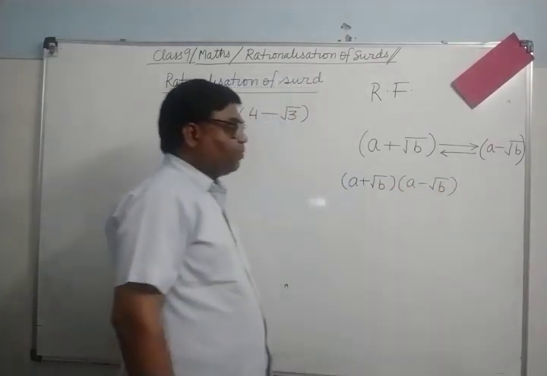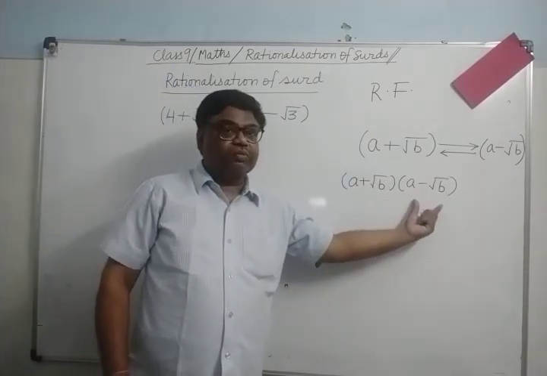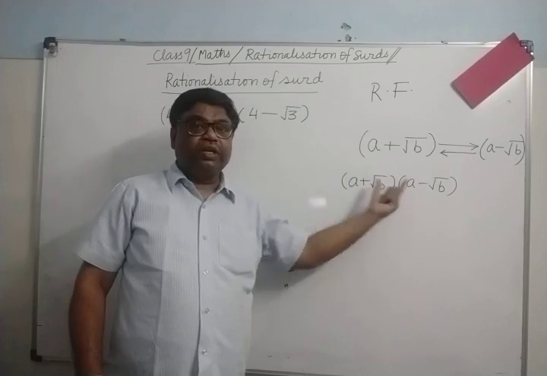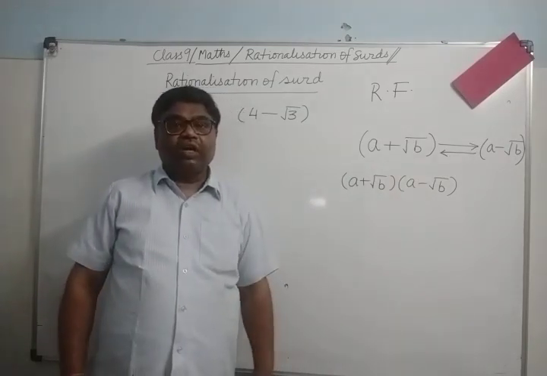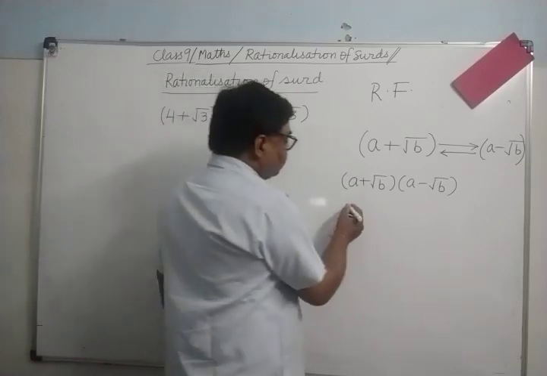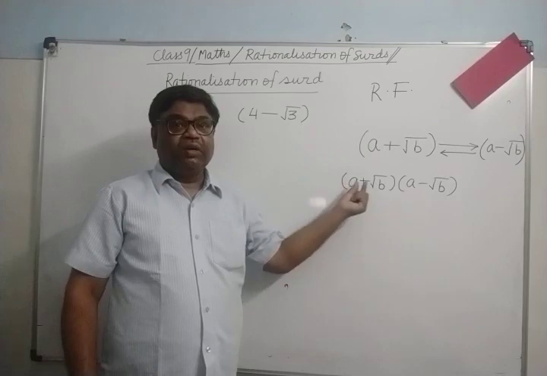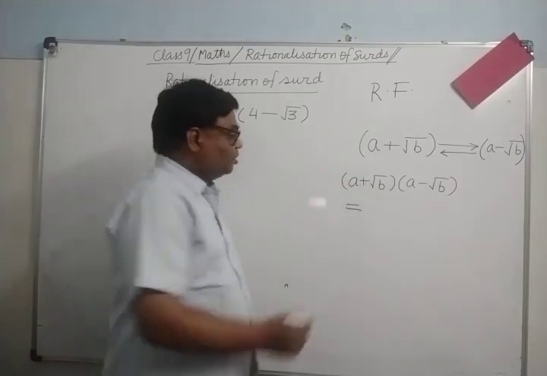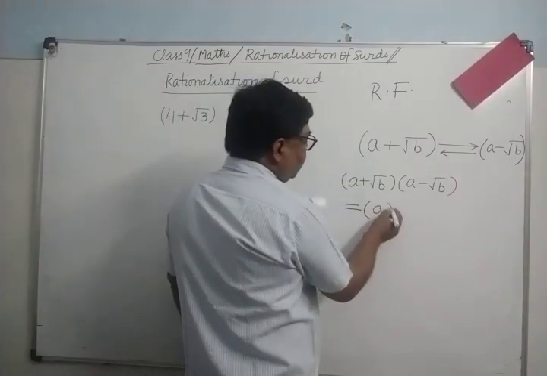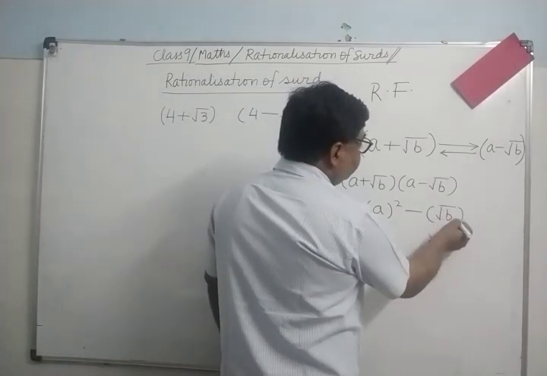This you can simplify by which formula? x plus y into x minus y is equal to what? x square minus y square. What is in place of x? In place of x is a. In place of y is root b. So it is a square minus root b whole square.